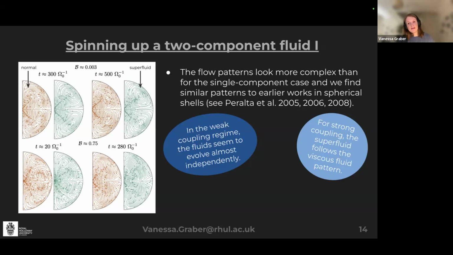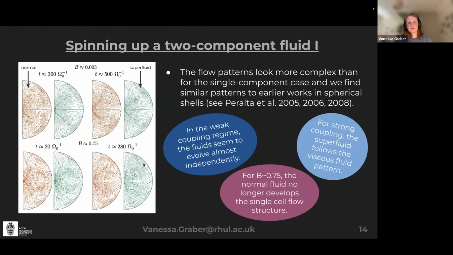While in the strong coupling regime, the superfluid follows the viscous fluid pattern, and we do see that we don't actually end up with a single cell in both of these, but we have a lot more small scale structures, which is something that we're currently looking into because that has potentially implications for other astrophysical processes. Whenever we have non-axisymmetric behavior, it might drive, for example, gravitational wave emission, and can lead to other effects that we might be able to use to probe the internal dynamics of the system.